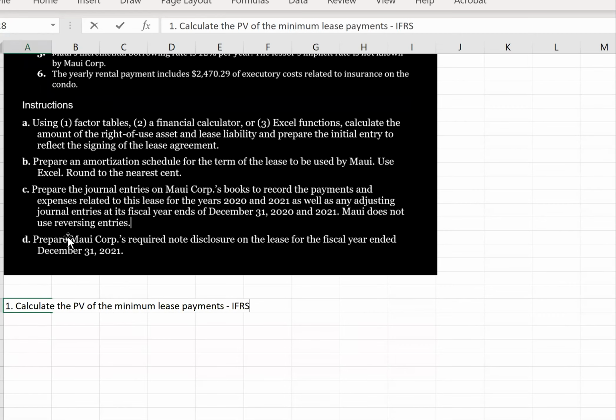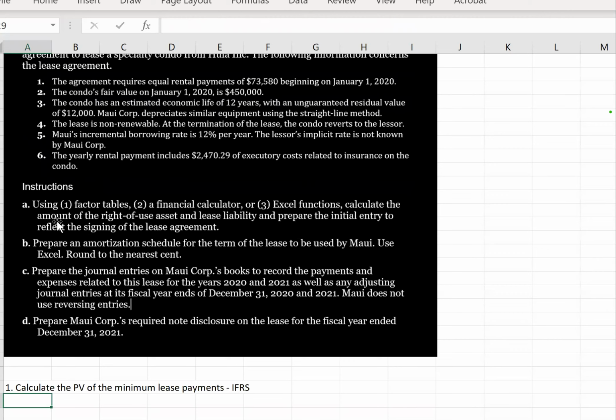We know we're under IFRS, so we don't need to go through the ASPE capitalization criteria because we've already been told we're under IFRS. So we know we have a right of use asset. We've been asked to calculate it. We need to calculate the present value of the lease payments.